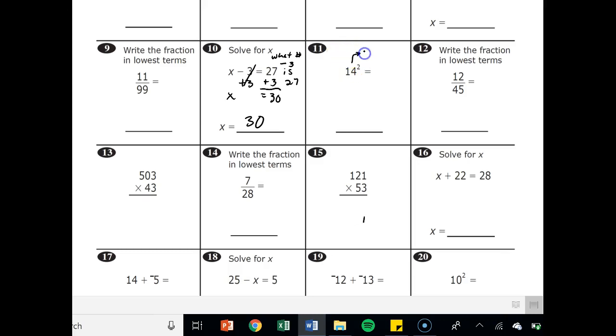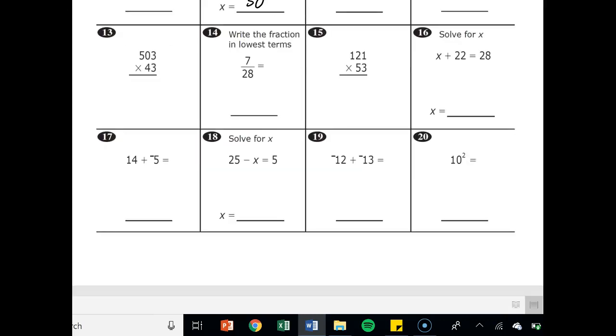Remember number 11, that's 14 times 14. Again, I'll allow you to figure that out yourself. 16, what number plus 22 is 28. Number 18, what number 25 minus what number is 5 is what you're asking yourself. You should be able to figure out everything else out on your own. Right? That's it. Call me if you have questions.